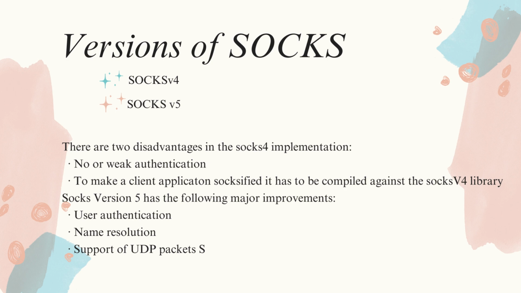If we look at it, there are two main disadvantages in the SOCKS version 4 implementation: there is no strong authentication of client and server, and to make a client application SOCKSified, it has to be compiled against the SOCKS version 4 library. This has been improved in version 5 by providing user authentication, which means that only authorized personnel can communicate, then name resolution, and support of UDP packets.